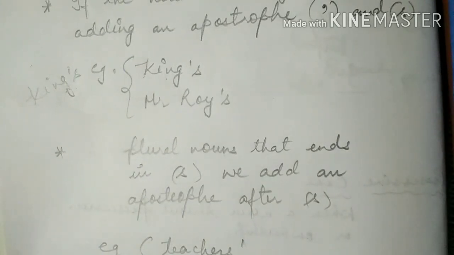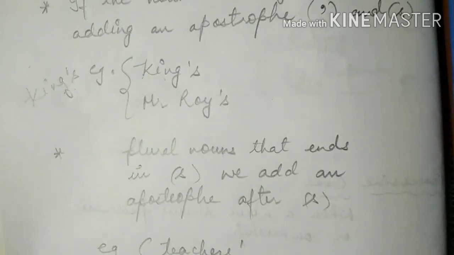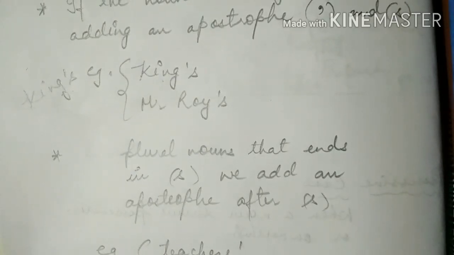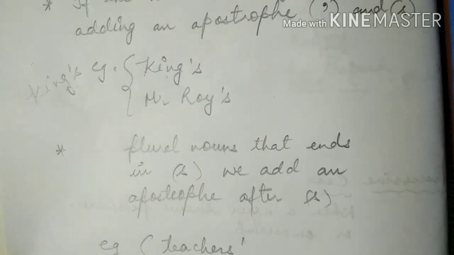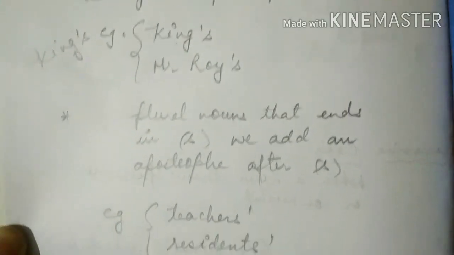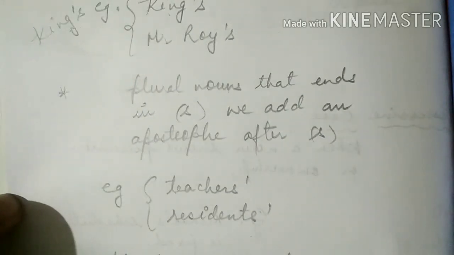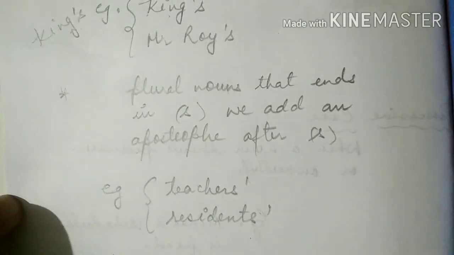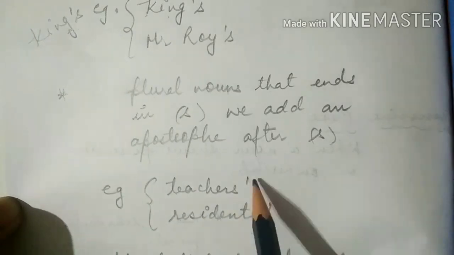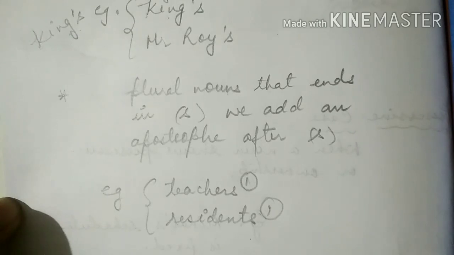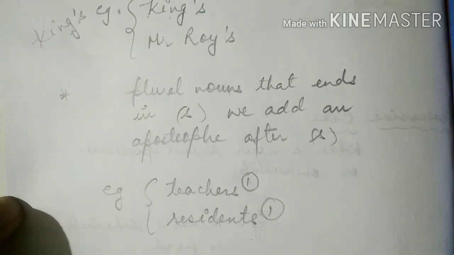Now further it says that for plural nouns that end in s, we add an apostrophe after s. What happens in plural nouns? We talk about more than one thing in plural nouns. So if a noun is already plural, see the example, teachers' residence. We don't need to add s after s. We just add the apostrophe after s. Fine.